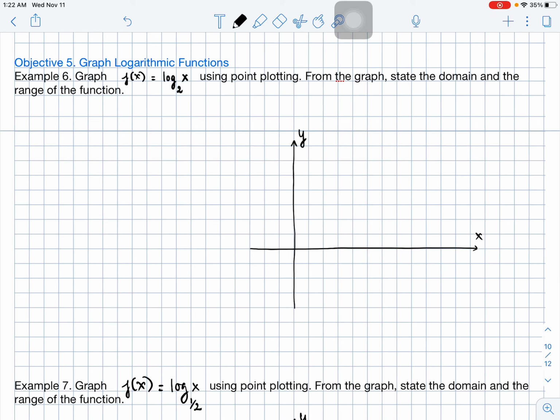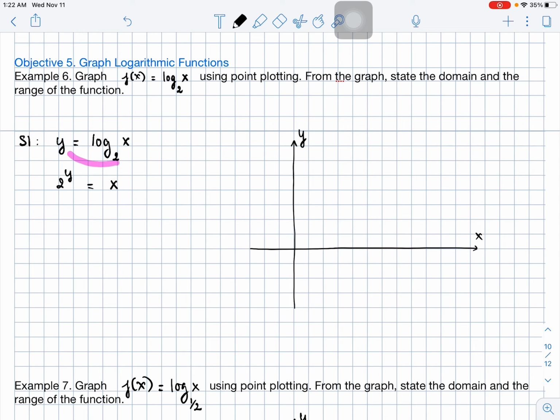So graphing the log is a little more difficult than graphing the other functions we learned before. First of all, I'm going to write like this. Step number 1: y equal log base 2 of x. And we know that the log equation we can write as the exponential equation. The 2 is the base and the exponent is the y. Then 2 to the y equal to x.